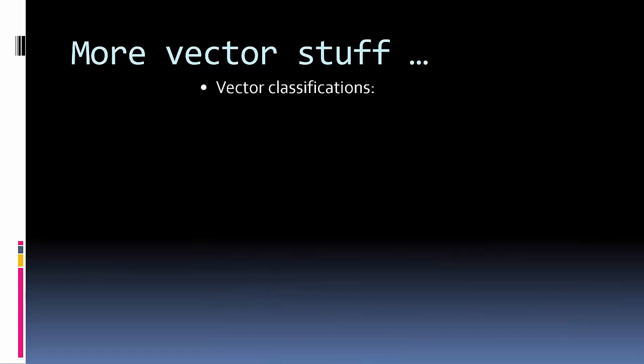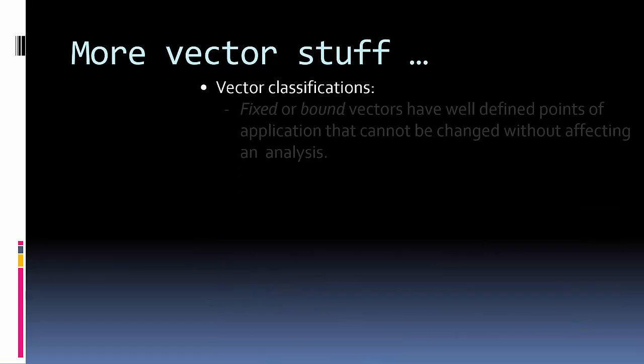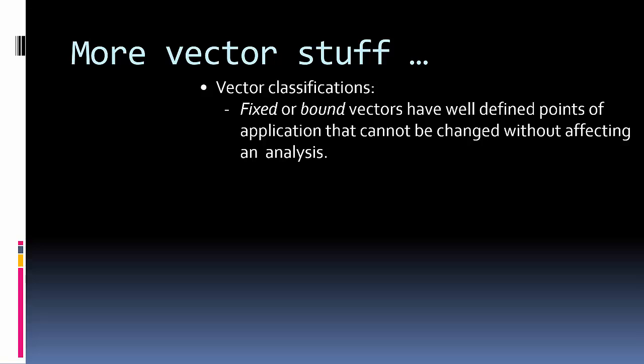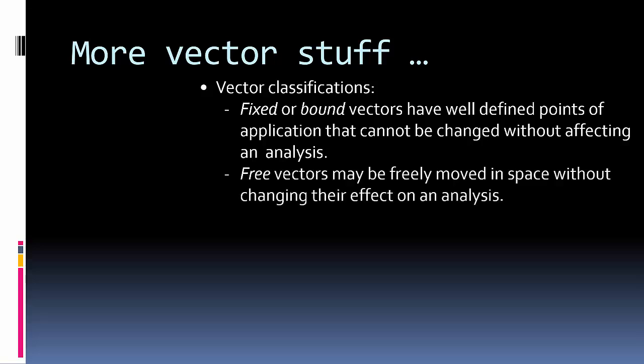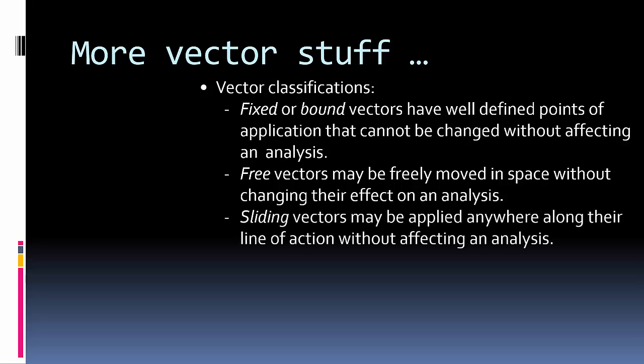Okay, a little more vector stuff. A vector can be classified in one of three ways. You have a fixed or bound vector, which has a well-defined point of application, and you can't change that without affecting the analysis. Free vectors may be freely moved in space without changing their effect on the analysis. And lastly, sliding vectors may be applied anywhere along their line of action without affecting the analysis.